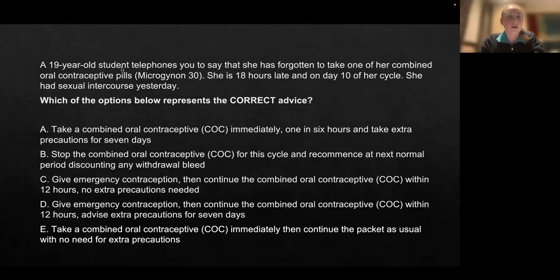Okay, so next question. A 19-year-old student telephones you to say that she has forgotten to take one of her combined oral contraceptive pills, Microgynon 30. She is 18 hours late and on day 10 of her cycle. She had sexual intercourse yesterday. Which of the options below represents the correct advice? I'll give you a bit longer for this one because there's quite a bit to read.